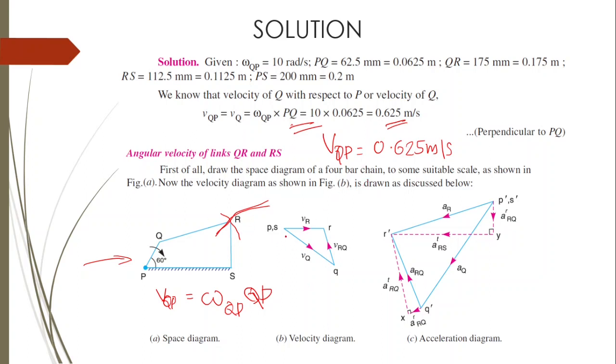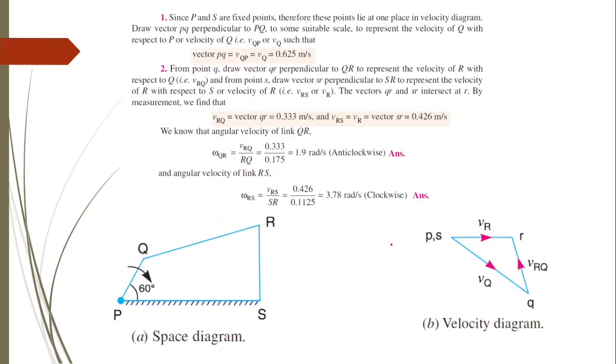Okay, and this is the velocity diagram and this is the acceleration diagram. We can discuss the procedure for how to draw the velocity diagram and acceleration diagram in the following slides. We have to draw the space diagram. We have already done that procedure. We have already completed the space diagram.